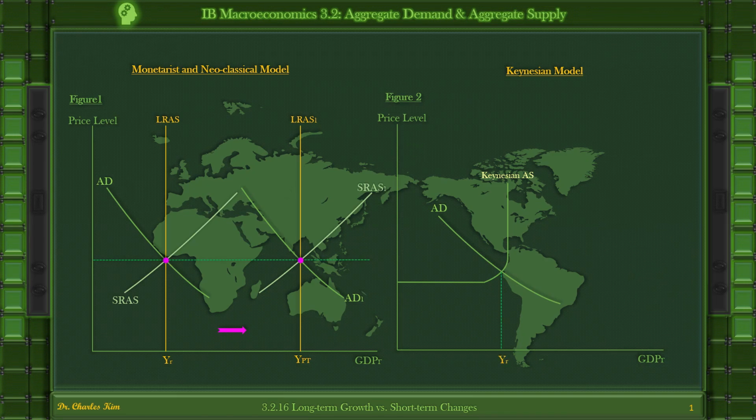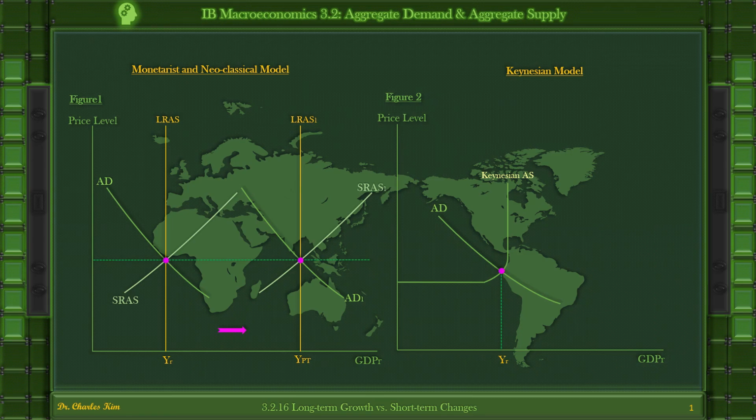or real GDP. In the Keynesian model, short-term economic growth occurs when the aggregate demand curve, AD, shifts along the aggregate supply curve, AS, resulting in increased real GDP. Again, in the short term, economic growth does not result in a rise in potential output, therefore, there is no rightward shift in the aggregate supply curve, AS.